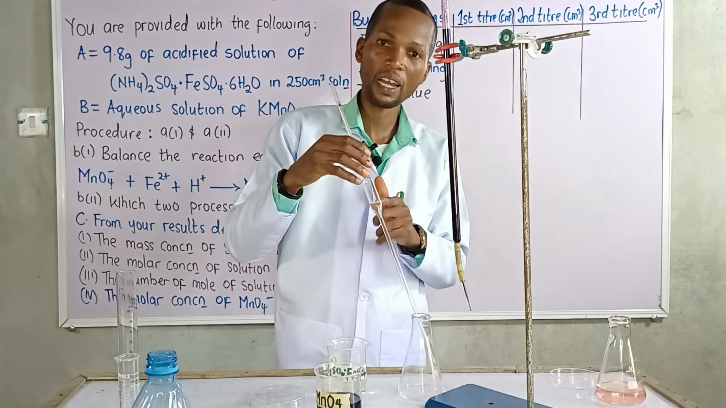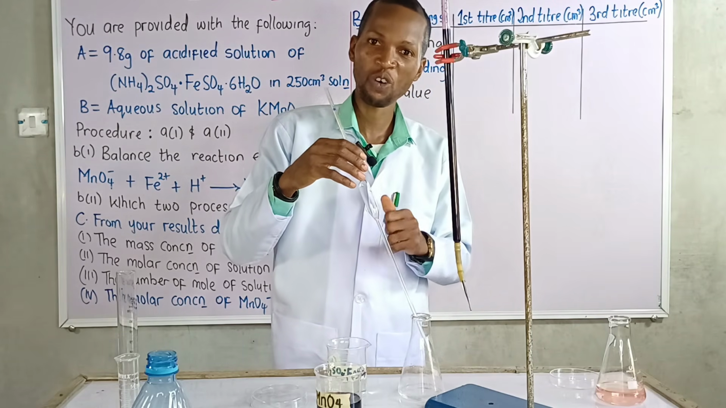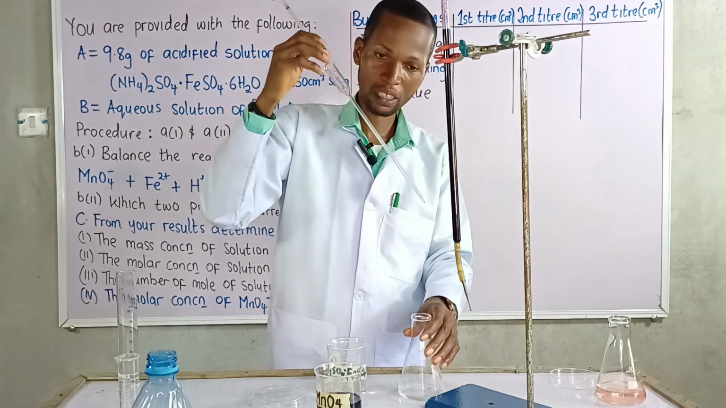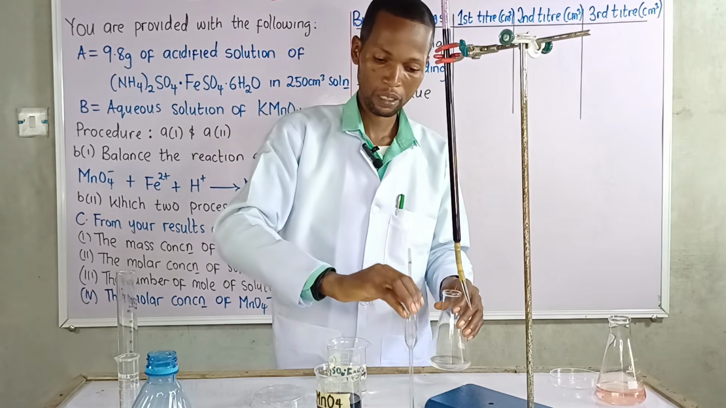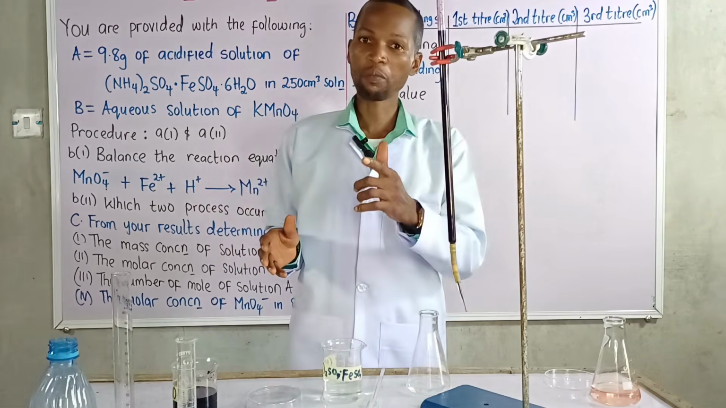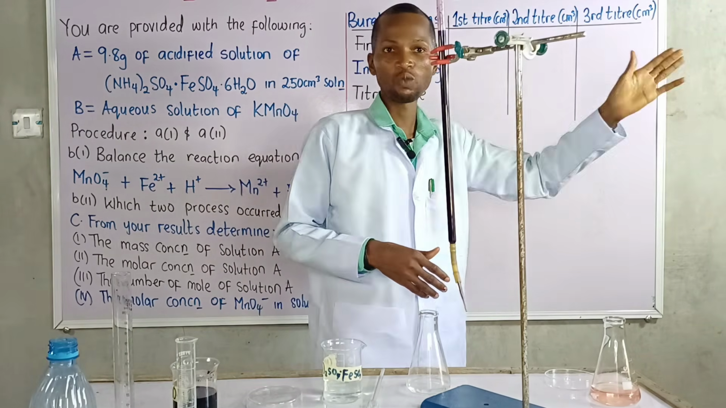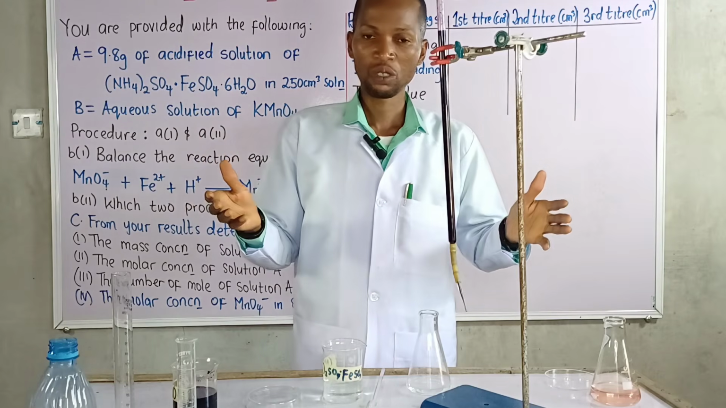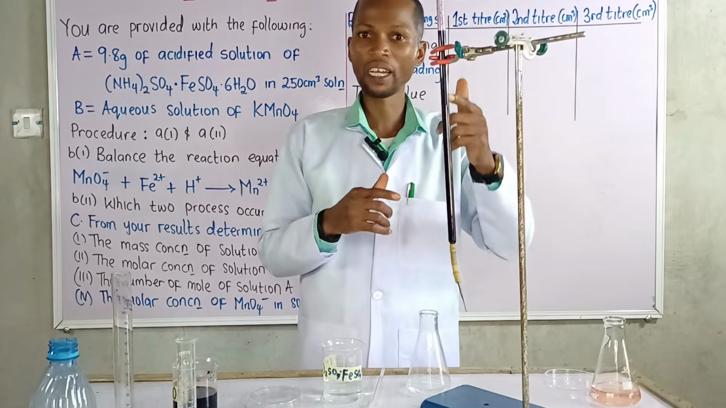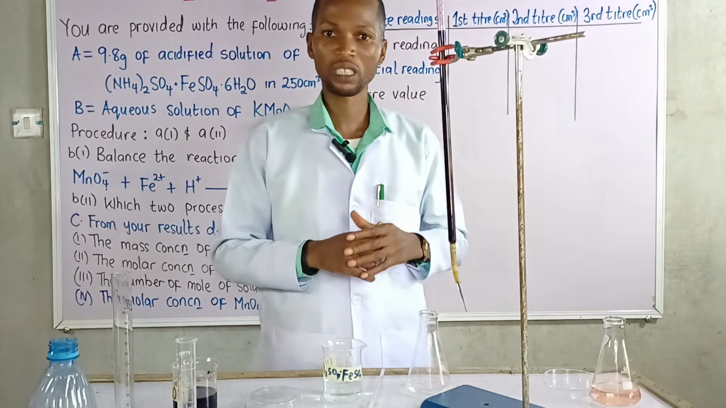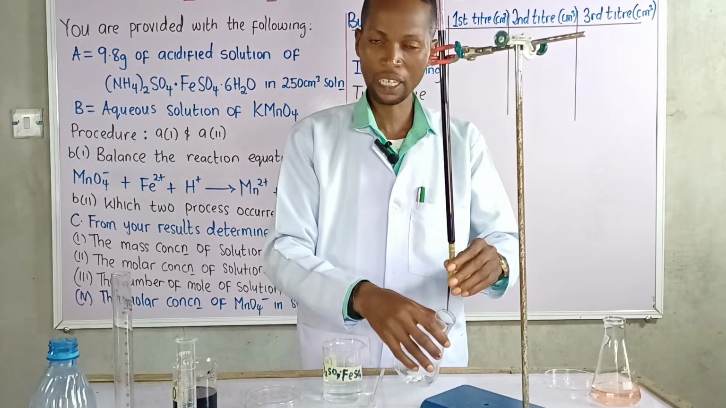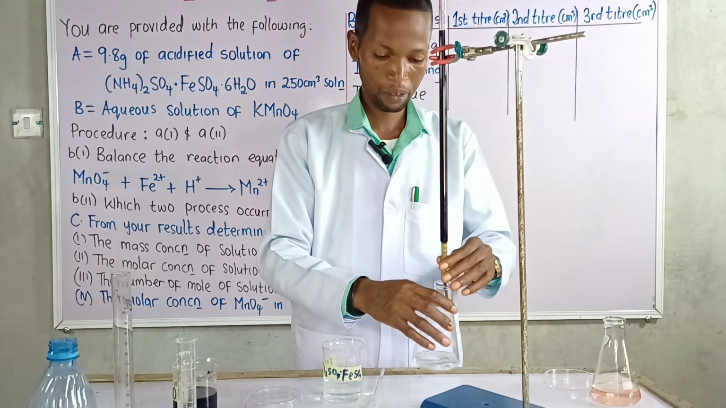This is the acidified ammonium iron 2 sulfate. Remember, do not force the last drop from the pipettes. Note that we can proceed with the third titration without refilling the potassium permanganate in the burette. So the volume that we have in the burette is sufficient enough for the third titration. So can we titrate the potassium permanganate against our solution A?